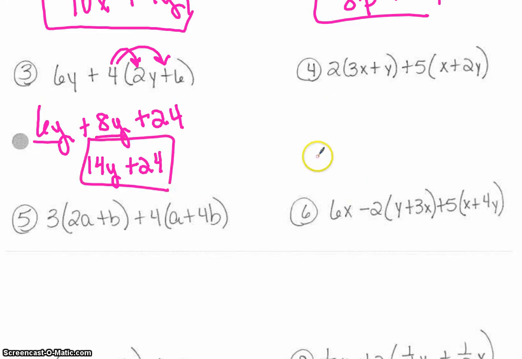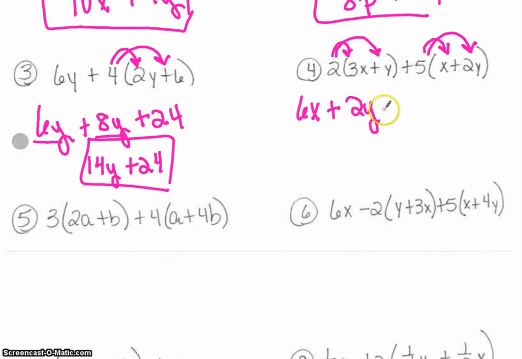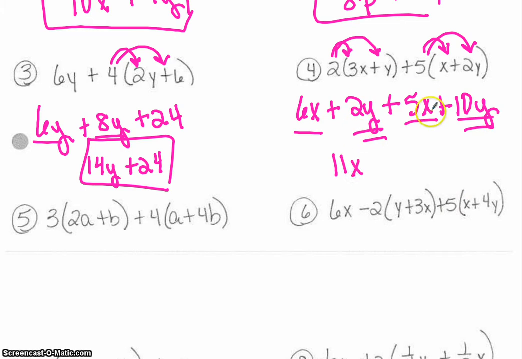On number 4, you're going to distribute two different things. The 2 goes to the first set of parentheses, and the 5 goes to the second set of parentheses. So 2 times 3x is 6x, plus 2 times y is 2y, plus 5 times x is 5x, plus 5 times 2y is 10y. Now you got to find your like terms, so you got your x's and you got your y's. 6x plus 5x is 11x. 2y plus 10y is plus 12y.